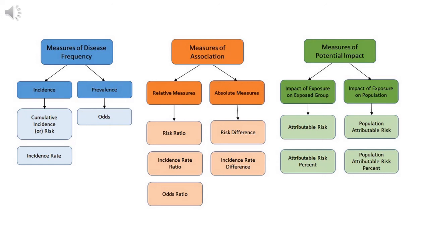An association can be measured with relative measures or absolute measures. The relative measures are risk ratio, incidence rate ratio, or odds ratio. The absolute measures are risk difference or incidence rate difference. To measure potential impact, we either express the impact of exposure on the exposed group. In this case, we use attributable risk or attributable risk percent, or we measure the impact of exposure on the whole population. In this case, we use population attributable risk or population attributable risk percent.